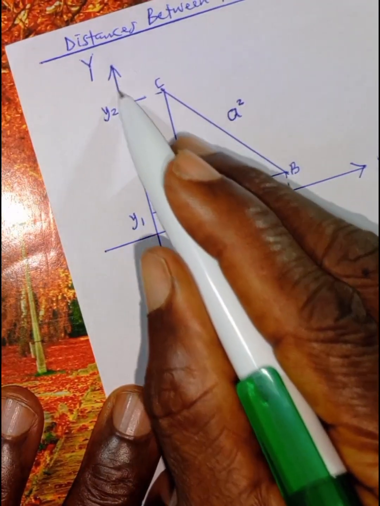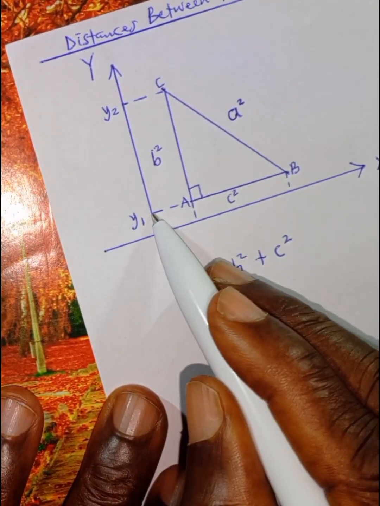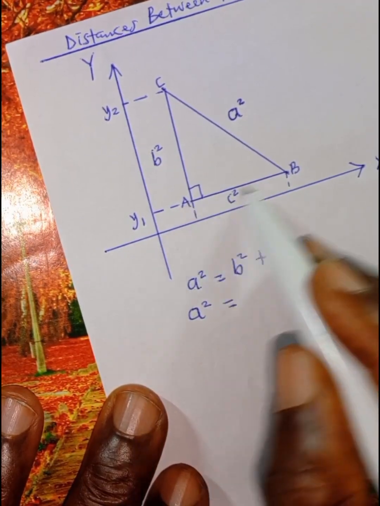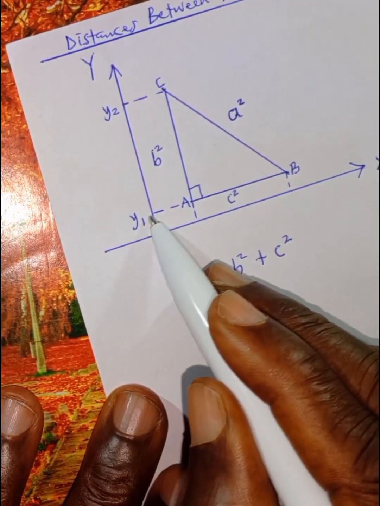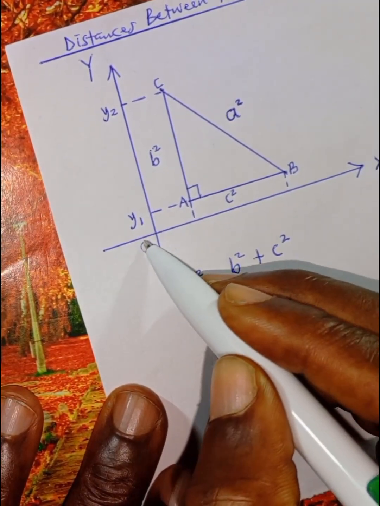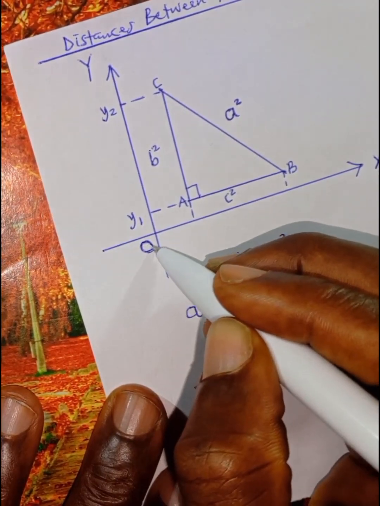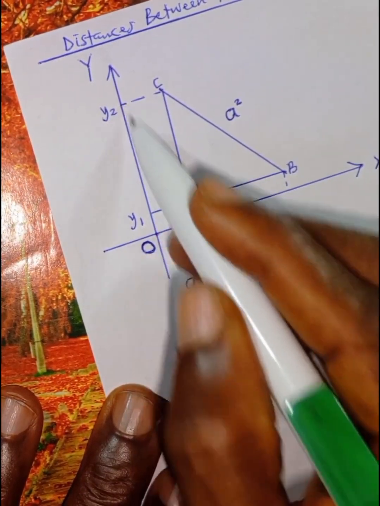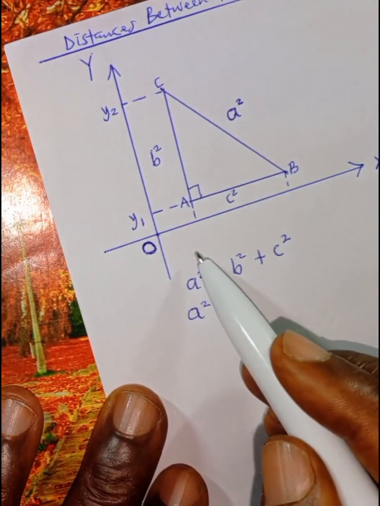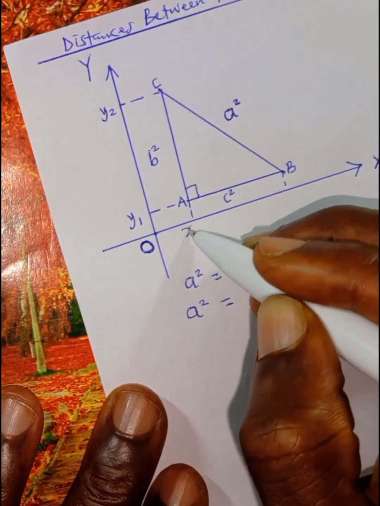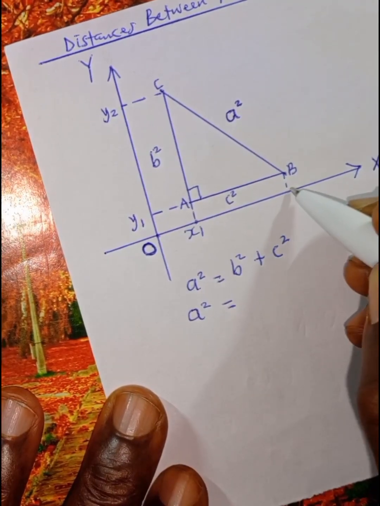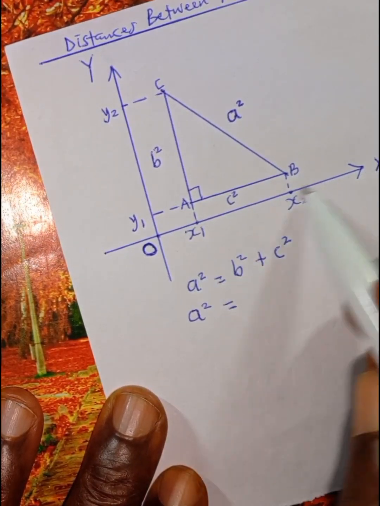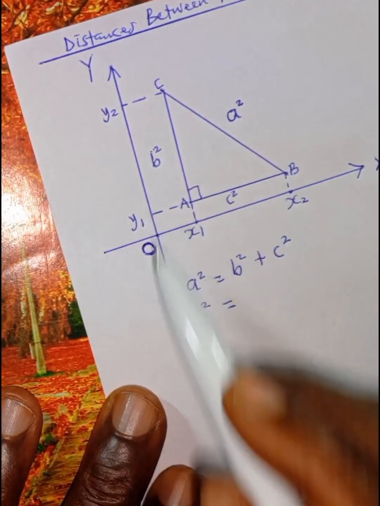We represent it on the y-axis; we extended this line AB to this point where you have your y1, beginning from this origin. This point is our origin. So this is y1 and this place is y2. So that covers our distance AC. Then this is our x1, and this point is our x2, because it's lying on the x-axis.